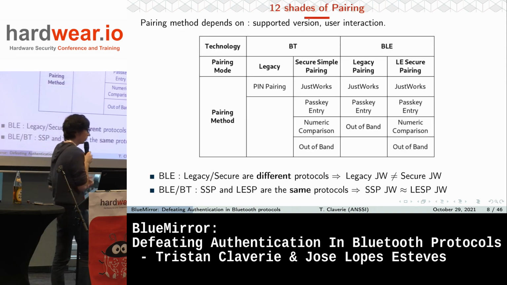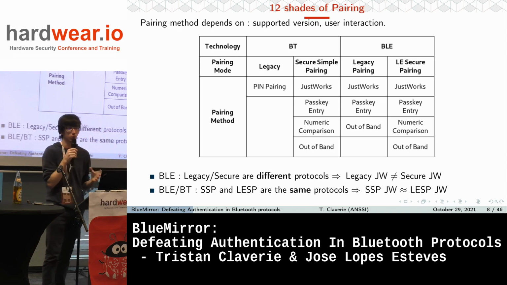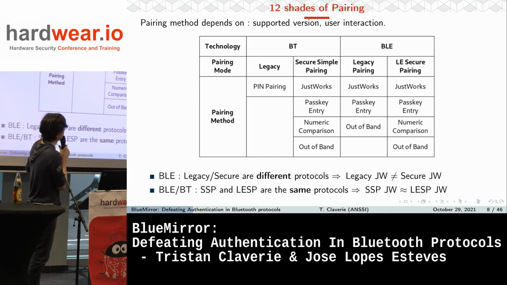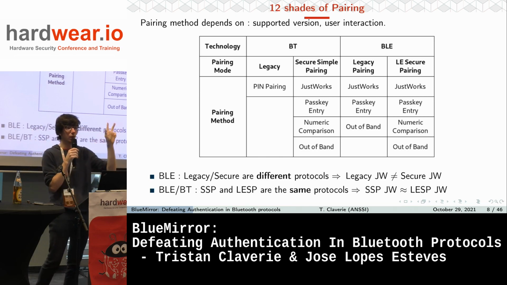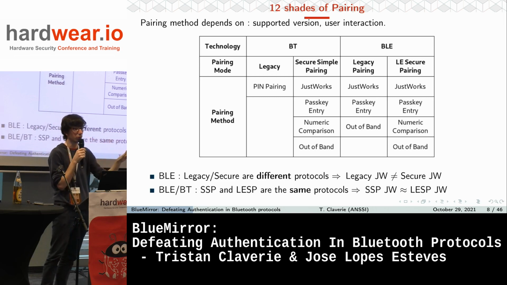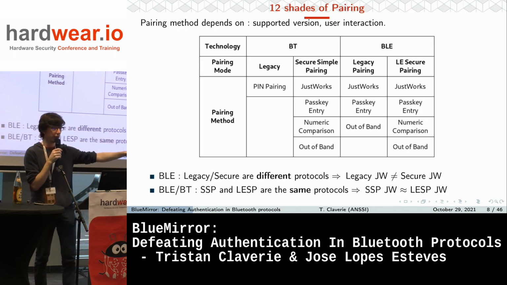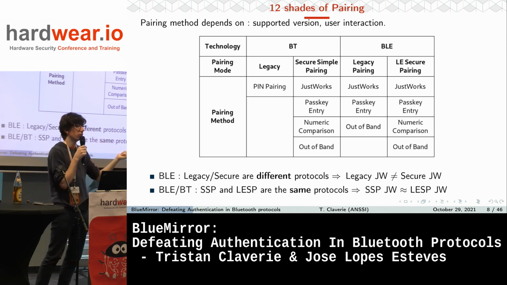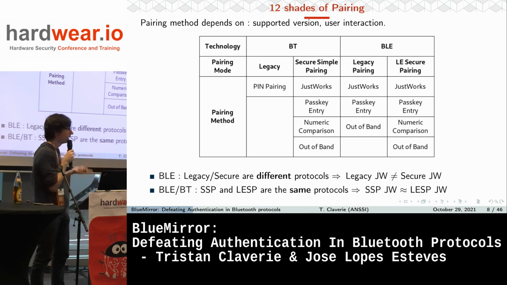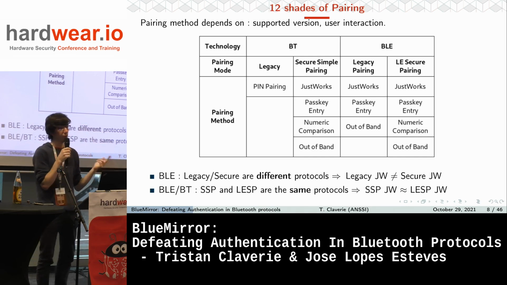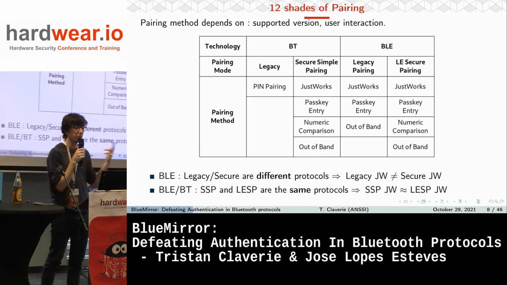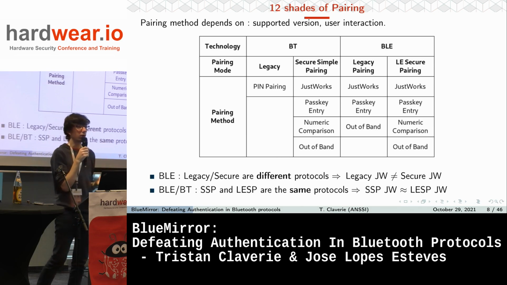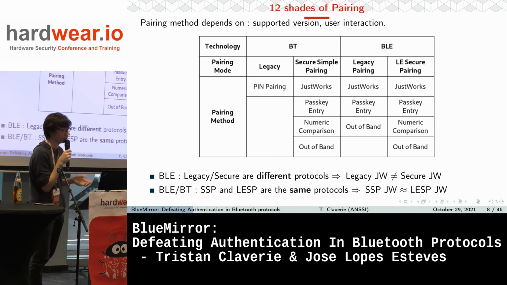Now, things start to get a bit more complicated when we look at what's inside, because in BT and BLE there are many pairing protocols, but there are three elements used to distinguish a pairing protocol. First, the technology, BT or BLE. Second, is it a legacy protocol or a secure protocol? And third, the user interaction required to complete the protocol. So you see that we have a total of 12 different pairing protocols.